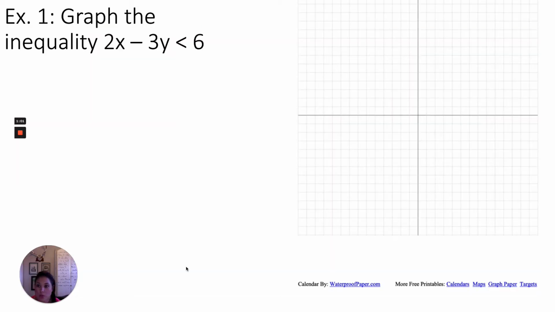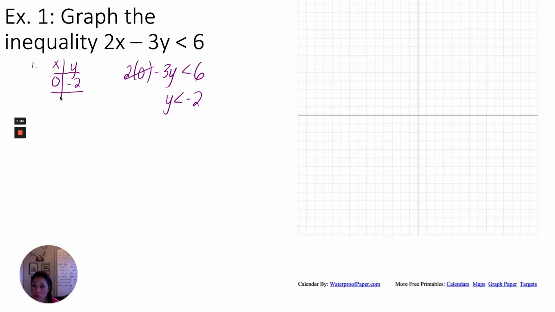So we are going to begin graphing inequalities. We have the inequality 2x minus 3y is less than 6. The first step is to set up your table of values, just like we did in the previous lesson. We start with the value of 0 for x. If we substitute 0 for x, 2 times 0 cancels out. Negative 3y divided by negative 3, 6 divided by negative 3 is negative 2. So when x is 0, y will be negative 2.